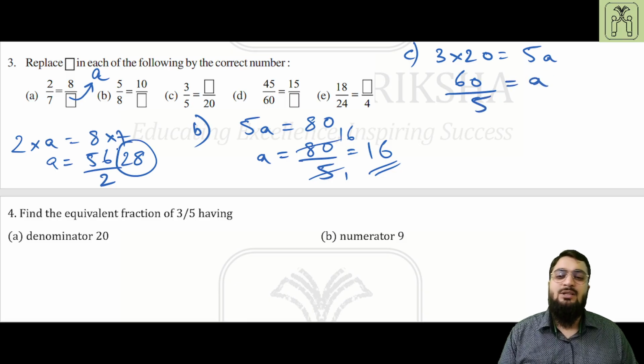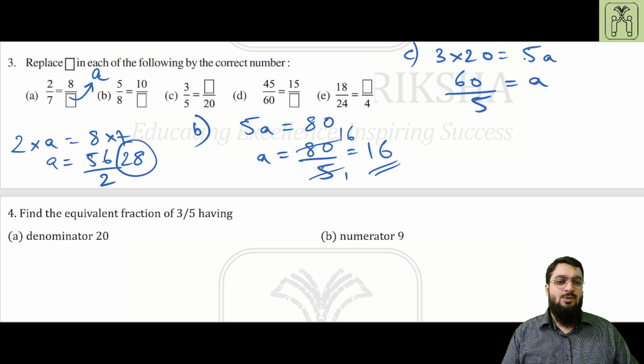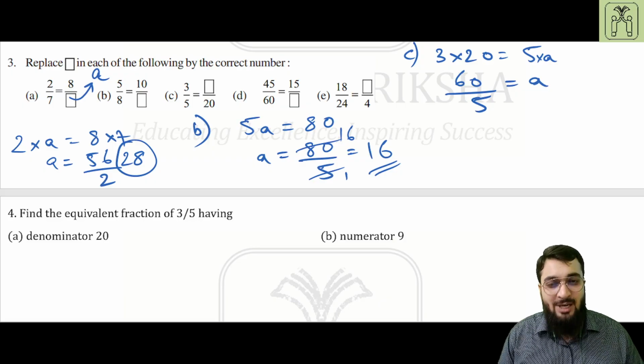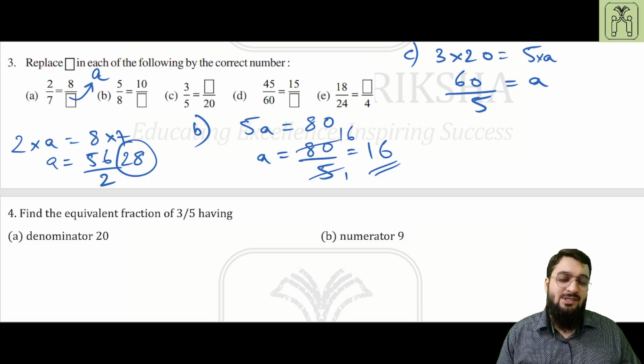Why are we doing the division? Because you know that in cross multiplication, whenever we take something in multiplication, 5 is in multiplication with a. When we take it back, you will have it in division. If you take any division to the other side, you will have it in multiplication. If something is in addition, then it will go to the other side and become subtraction, and vice versa. So this is the process that is followed.